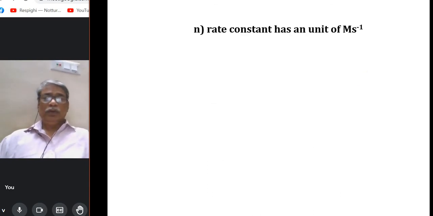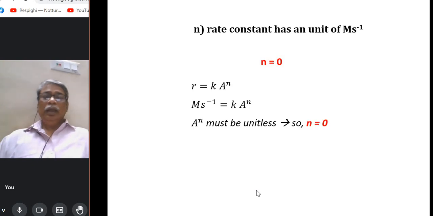Well, unit question. Rate constant has a unit of molarity second inverse. It's the zeroth order reaction. R is k a to the power n. Now rate is M s to the power minus 1, and the right hand side is k a to the power n. And a to the power n must be unitless because the question demands the rate constant is M s inverse. So a to the power n must be unitless. That means 1, and that is possible if n equals 0. So the answer is n equals 0.